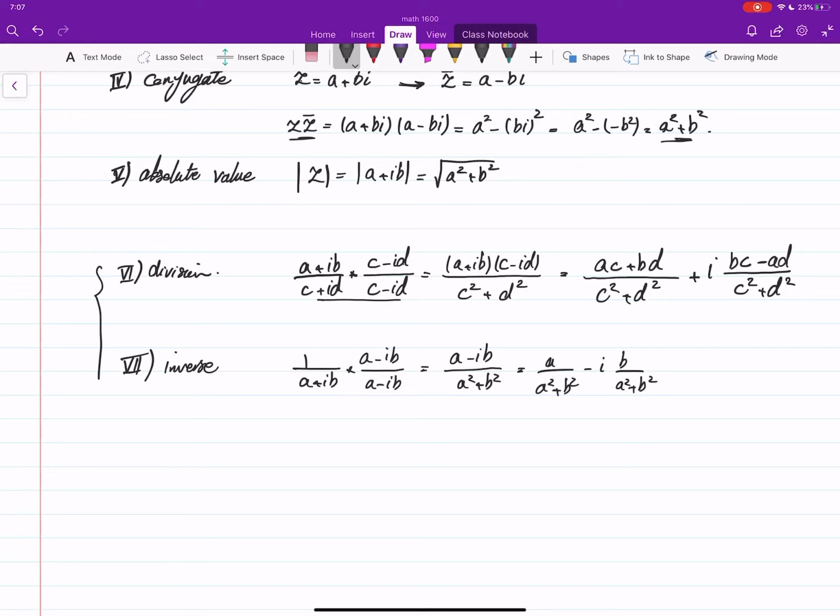So you have to be able to write all these operations to start with, express them as real part plus i imaginary part. Let's do some examples for this.